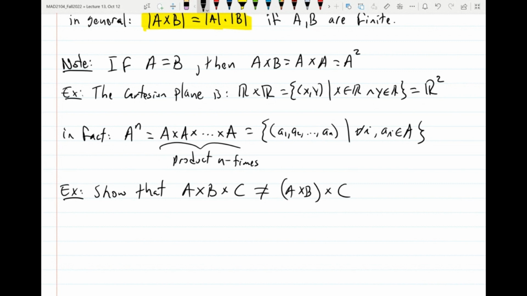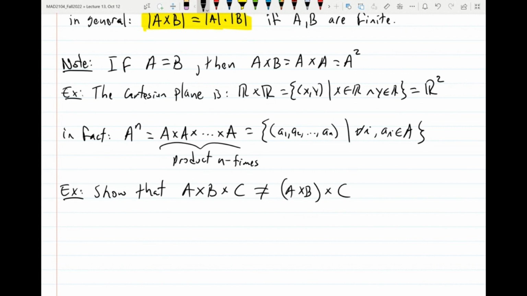One would be (a1, a2, a3). The other would be like a set (a1, a2), close that, and comma a3. Very good. Remember, this is a set and this is a set. What does it mean for two sets to be equal? They have to have the same elements, right? So if you somehow argue that the elements over here have nothing to do with the elements over there, then that's it. They are different, right?